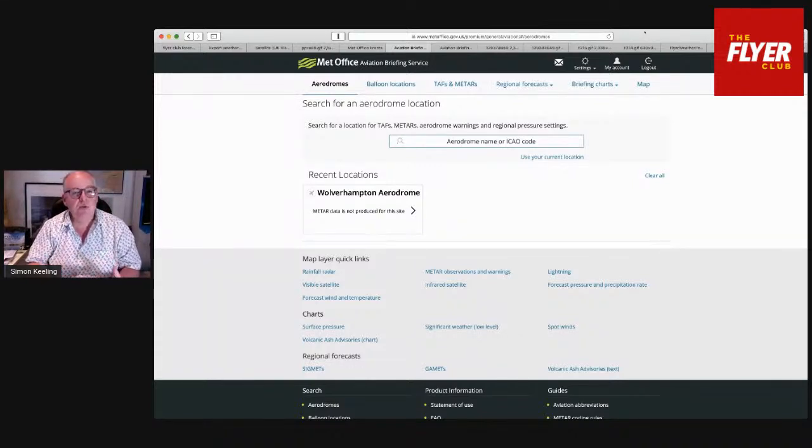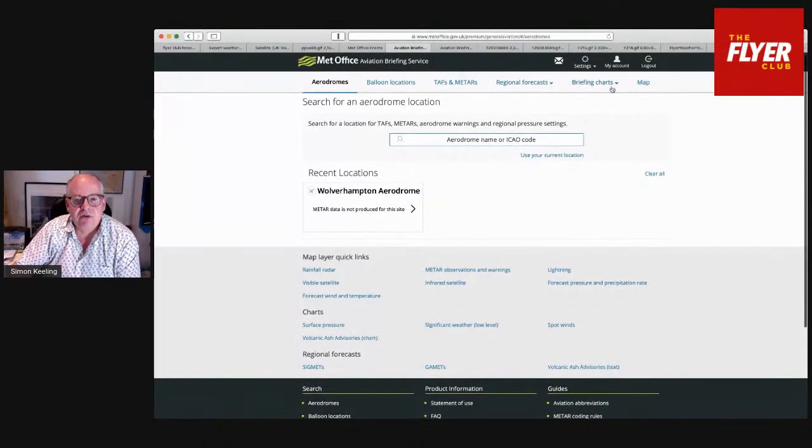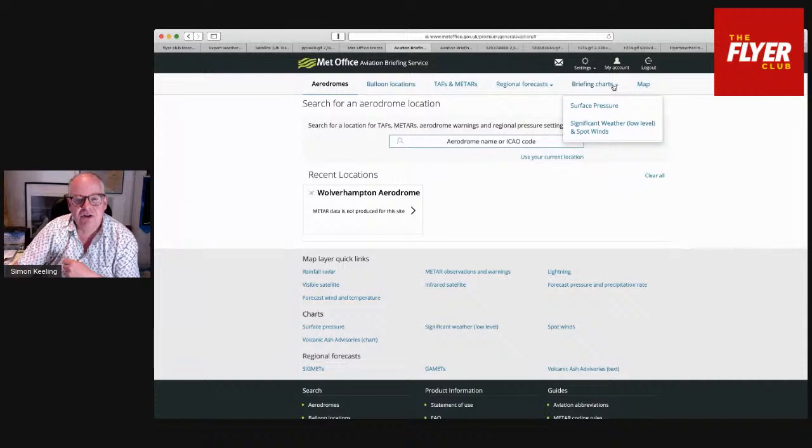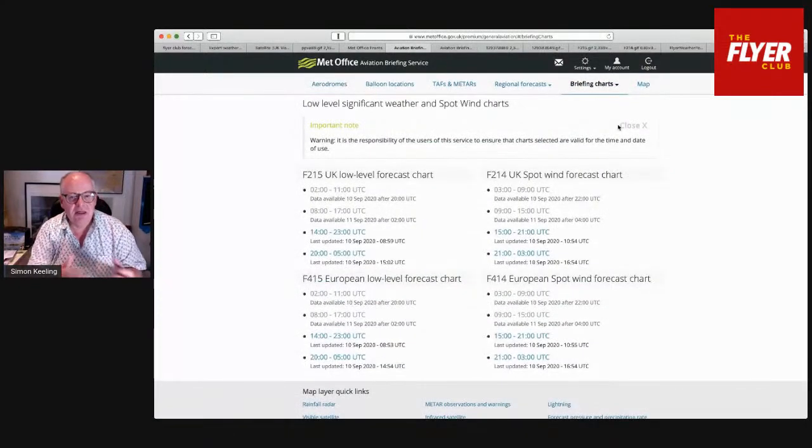And this is what you will see. Initially, you'll get this selection of tabs across the top of your screen. And Forms 214 and 215 can be found underneath the briefing chart section of those tabs. So you just click on briefing charts, then you come down to significant weather and spot winds. Click on that, and there we have Form 215 and Form 214 and the times of issue presented to you. So we'll come back to that in just a second.